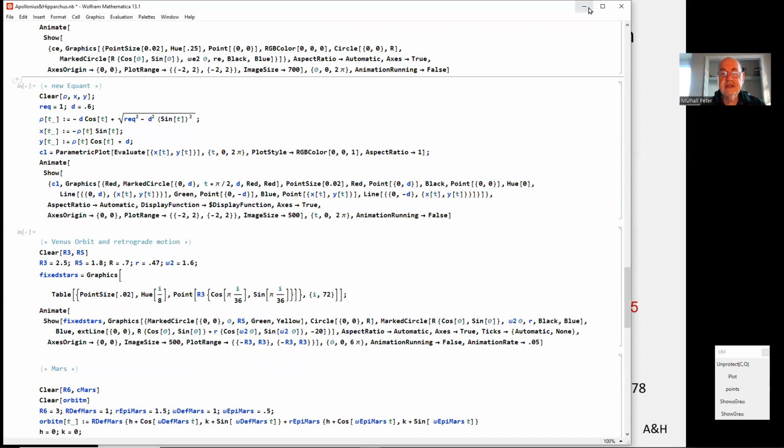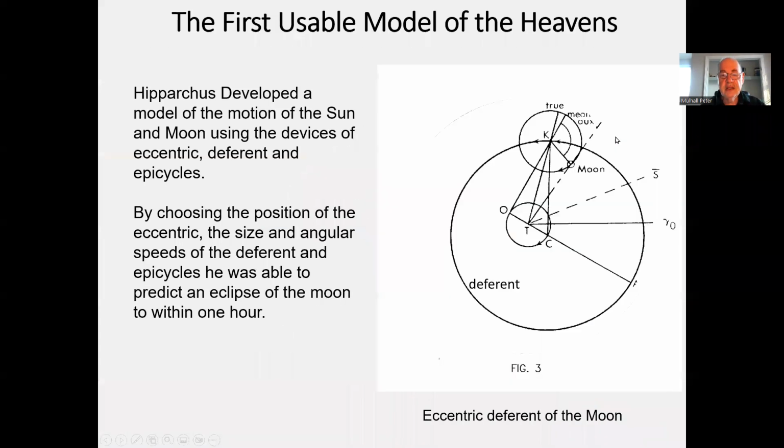Okay, I think we're finished with that. So this is the first usable model of the heavens that Hipparchus comes up with. It's not as complete as Ptolemy's. Ptolemy comes up 250 years later, with more work, more research, his ideas thrown in.